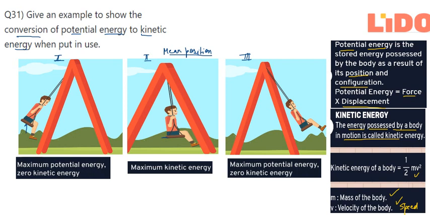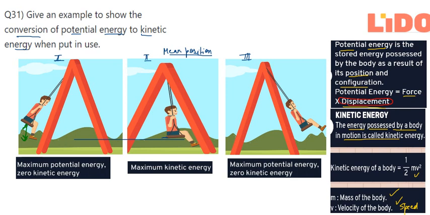Now let's just draw a line to understand this. Over here, this is the mean position of the swing, right? Now we see that the boy over here is at a certain height from the mean position. Therefore, there is a certain displacement of the boy. We know that potential energy is force into displacement, and yes, force is also acting here.